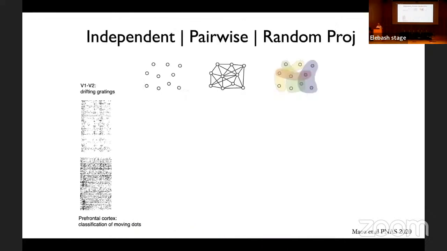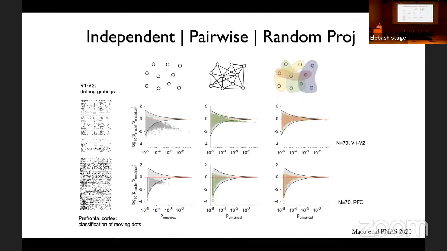This works like magic. So this is now a summary for cortical data from Bruce Becchiani's lab at NYU and from Tony Movshon's lab at NYU. The top is V1, V2 recordings. The bottom is prefrontal cortex recordings when the monkeys were watching moving dots. Again, every dot here is an individual activity pattern. The x-axis is the rate in the data. The y-axis is the agreement between the model and the data.